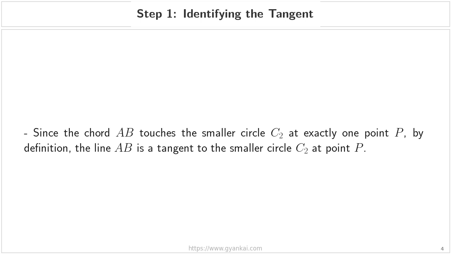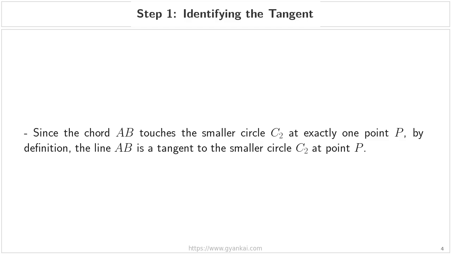Now that we have set the scene with our two concentric circles, let's move into our first logical step. Take a look at the chord, line segment AB, which we've drawn across the larger circle. Notice how this line just grazes the edge of our smaller circle, circle 2, at exactly one single point, which we've labeled point P, because it touches the smaller circle at only that one specific point and doesn't pass through its interior. We can apply the formal definition of a tangent.